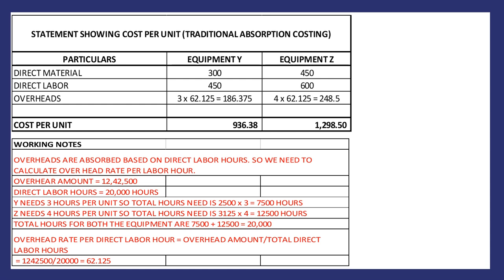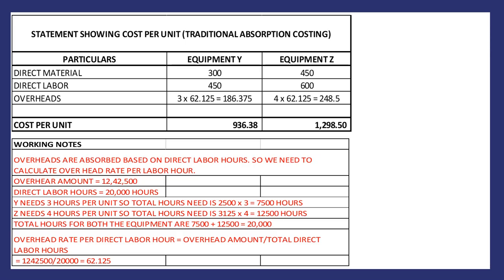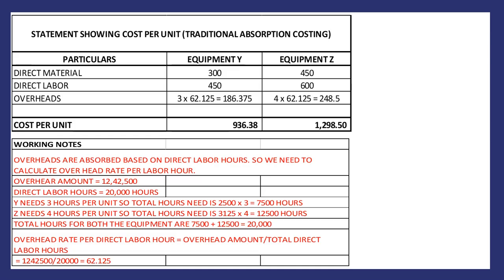So, a statement showing three columns: particulars, equipment Y, equipment Z. Direct material cost is already given in the question: 300 per unit and 450 per unit. Direct labor, 450 and 600, is also taken directly from the question. Now the issue is with overheads allocation.